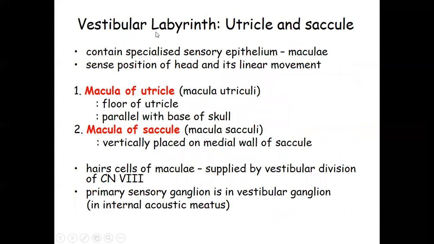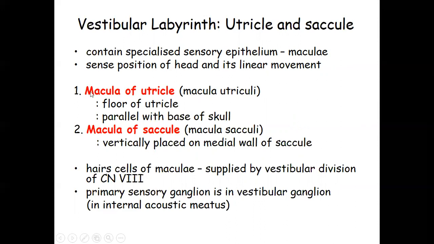Okay. We discuss the vestibular labyrinth first: the utricle and also the saccule. The utricle and saccule contain a specialized sensory epithelium, and this sensory epithelium is known as the maculae. So what is the function of this sensory epithelium? It senses the position of the head and linear movement. These are the two functions of the maculae: sensing the position of the head and its linear movement.